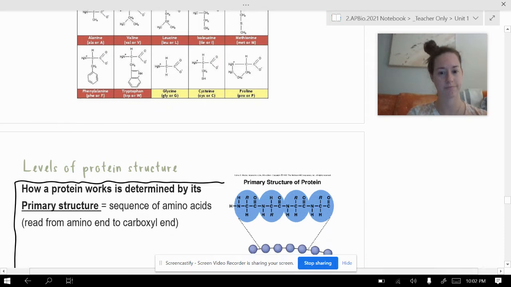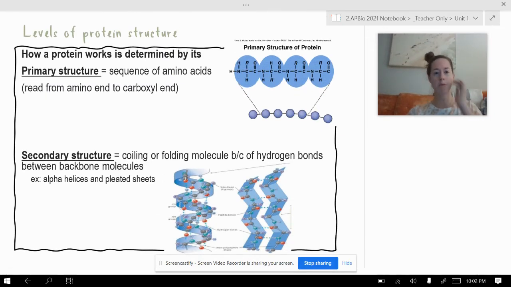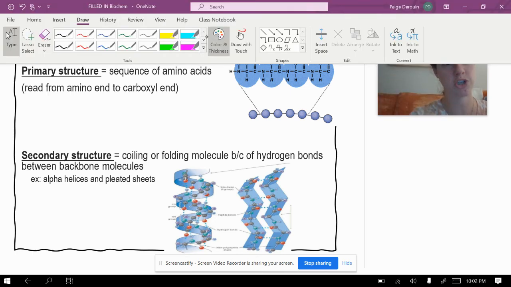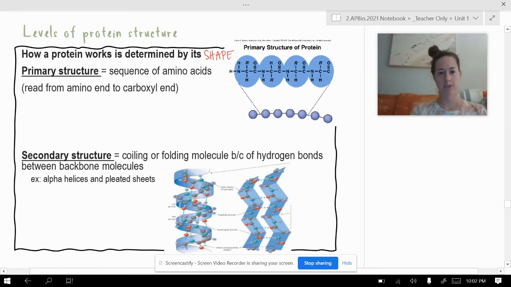Okay, now let's talk about protein folding. So how a protein works is determined by its shape. That probably should be familiar now that I've talked about structure and function so much. So the shape is absolutely crucial to the protein working. The shape being right is dependent on the right sequence of amino acids being added to the chain.